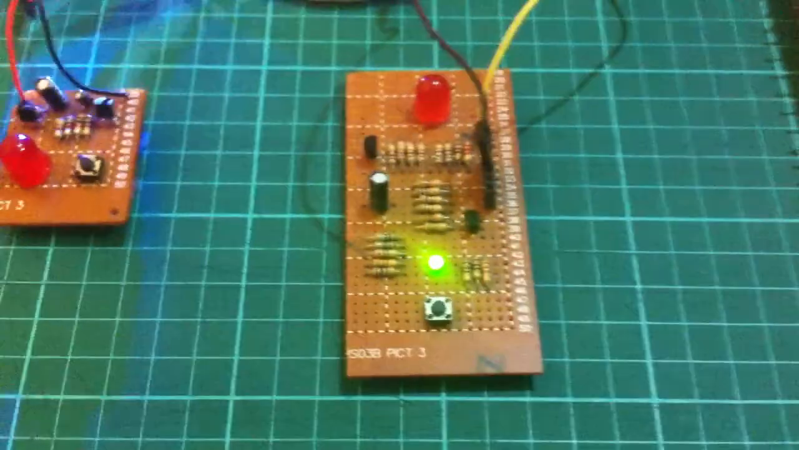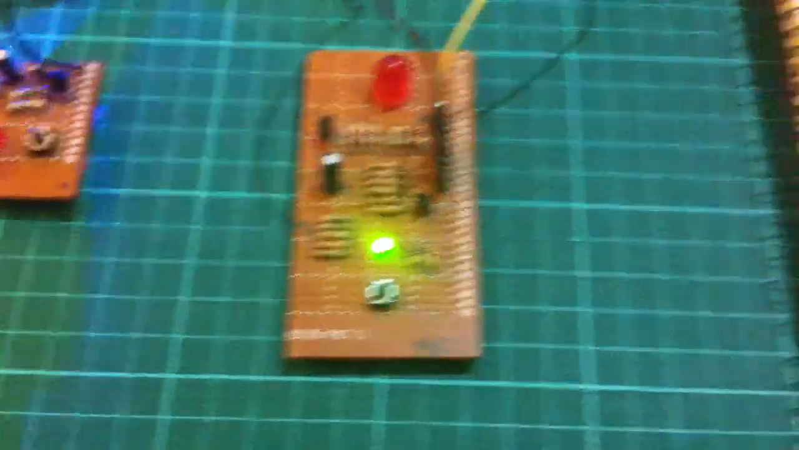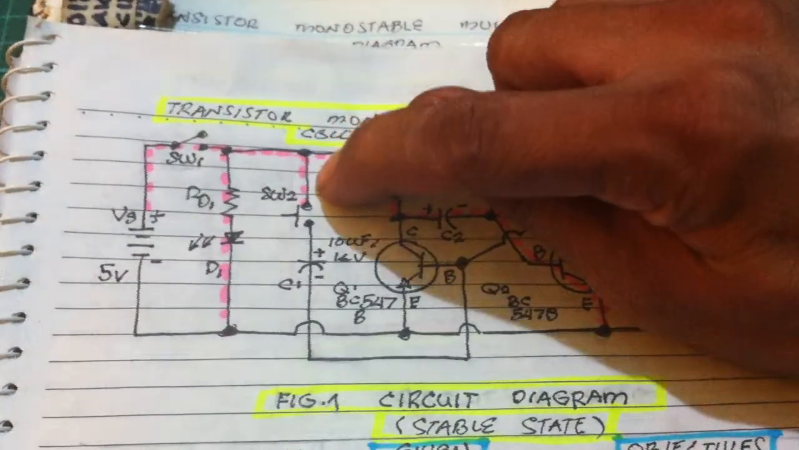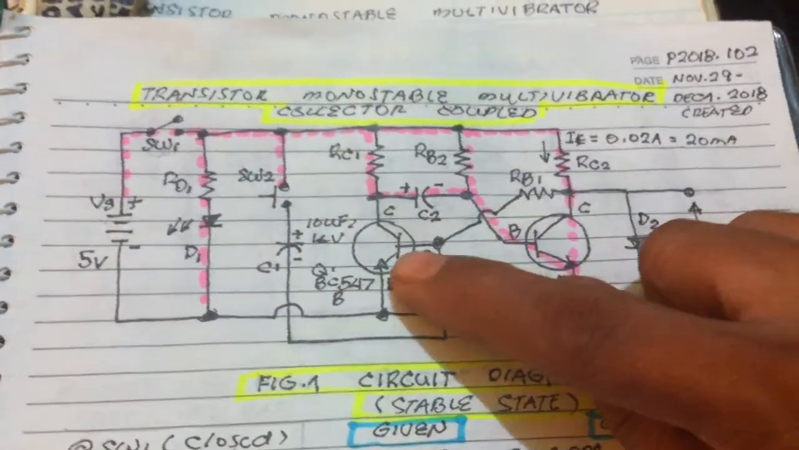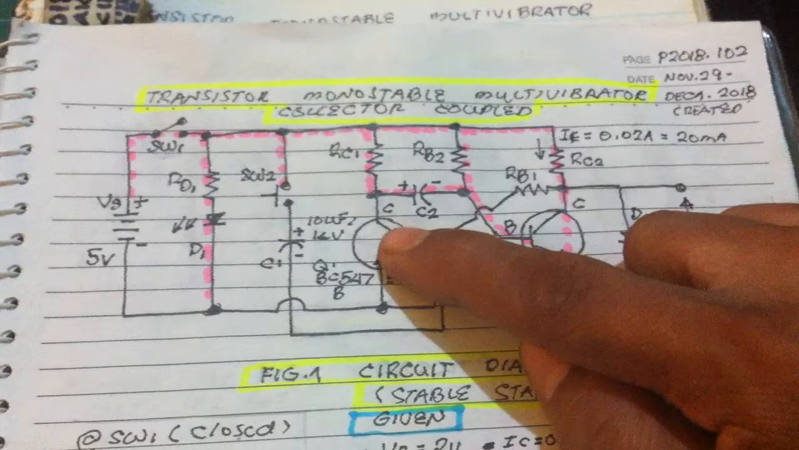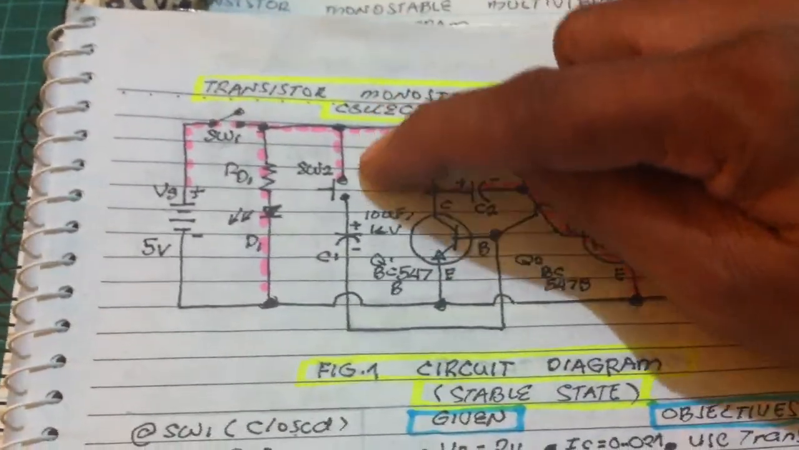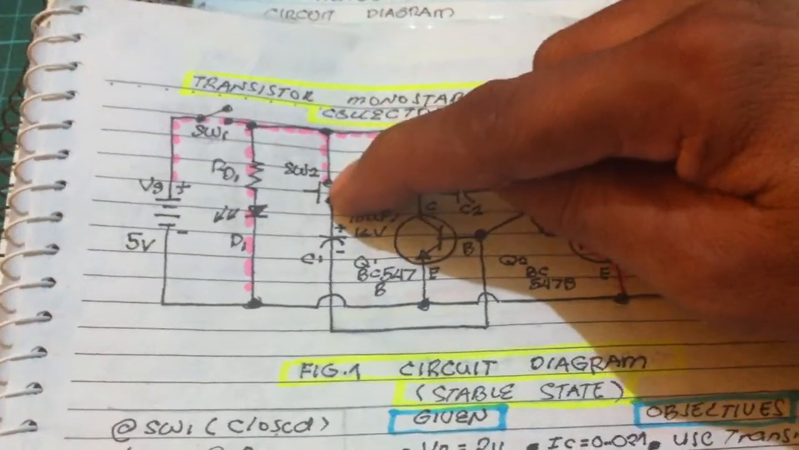So this is the stable state of the monostable multivibrator. The LED is turned off. Let us examine the circuit here. Also current flows here at the switch. We need the switch to trigger the base of the first transistor to activate this. Since the switch is open, current flows up to here.